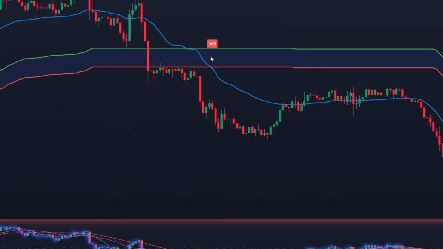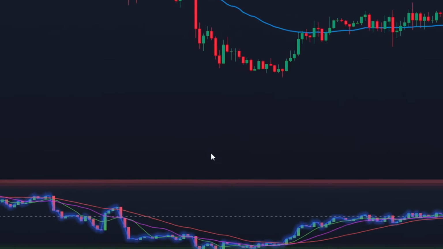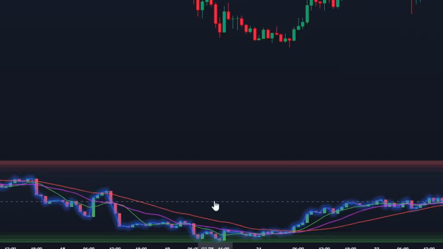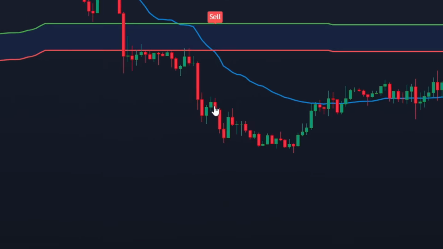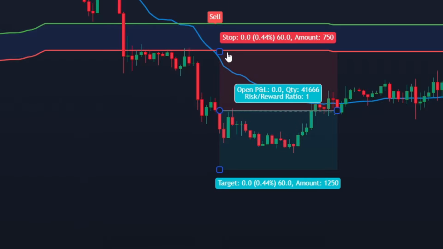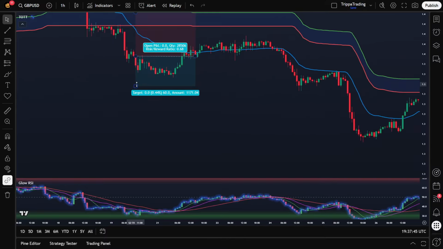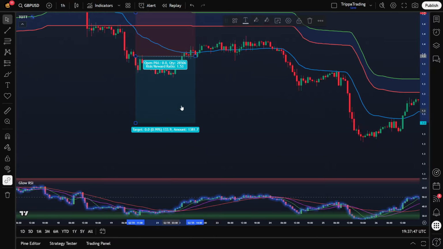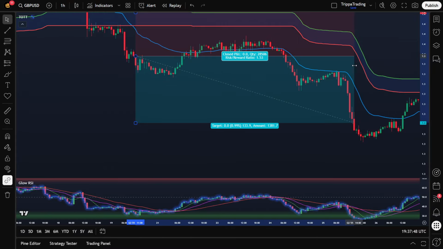For sell trades, it's the same logic flipped. Wait for the trend tracker to print a sell signal. Make sure RSI candles are below the 50 line, meaning bearish momentum. Look for a clean bearish candle close, then set your stop loss above the OTT upper line and take profit at 1.5. Let's go through some live examples so you can visualize exactly how to trade it.